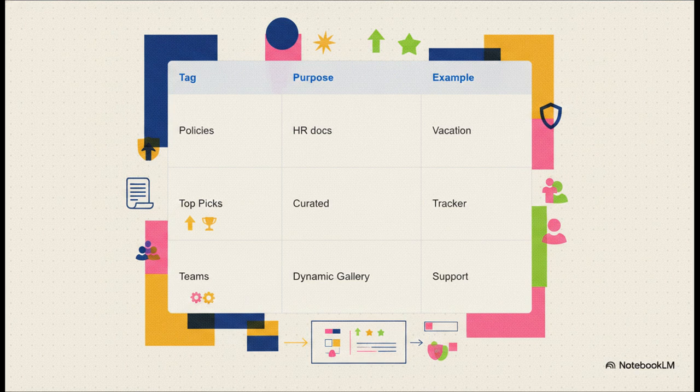Tag your HR docs as company policies, or use top picks for highly curated pages. Once you do that, you can filter these into dynamic gallery views right on your wiki's homepage, putting the most critical stuff front and center.